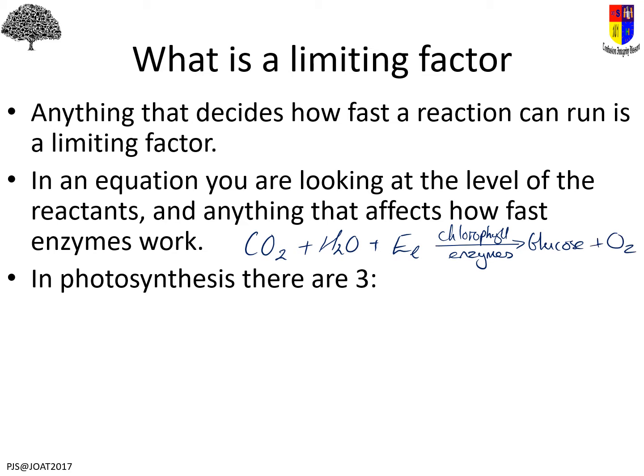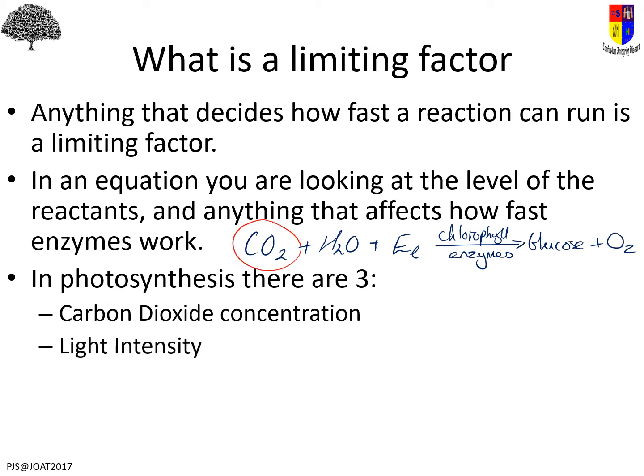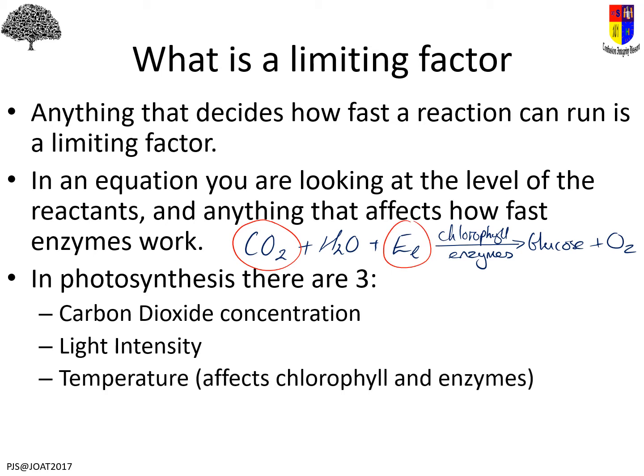So basically our three should not surprise you. Carbon dioxide concentration, light intensity, not surprising, and temperature, because here we have proteins. Chlorophyll is not an enzyme, but it is a protein. So that has the same curve that you see for a normal enzyme curve for temperature.